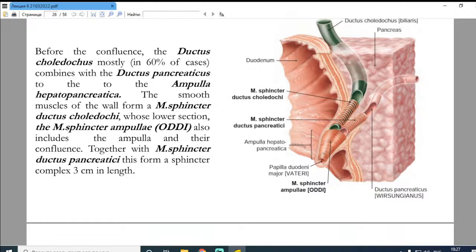Together, musculus sphincter ductus choledochi and musculus sphincter ductus pancreatici form the musculus sphincter ampullae.